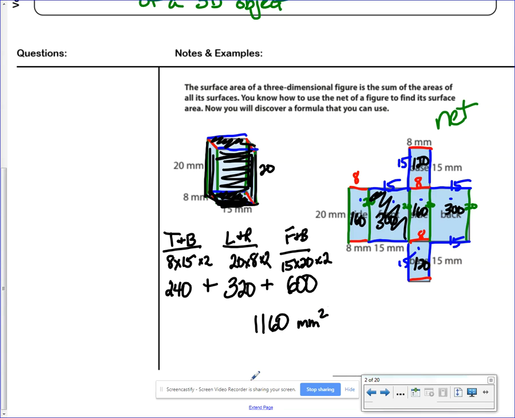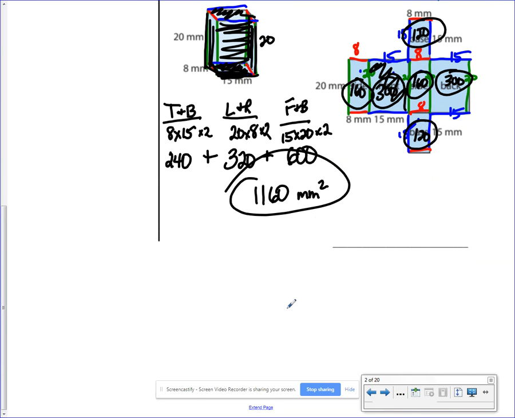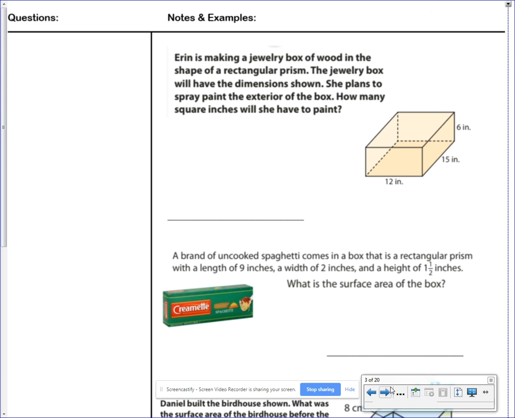It's area, so we're just covering the outside, kind of like wrapping the package. Over here, if you took 160 plus 300 plus 160 plus 300 plus 120 plus 120, you get that answer. All right, so today you just have to be very patient and very methodical in how you do your computation. All right, let's look at this one.